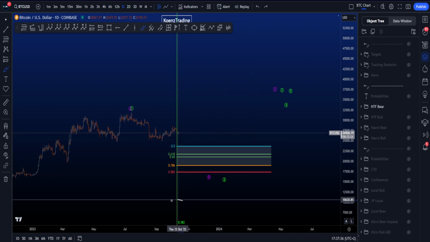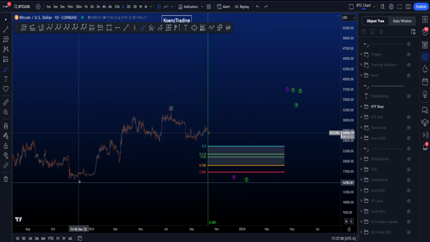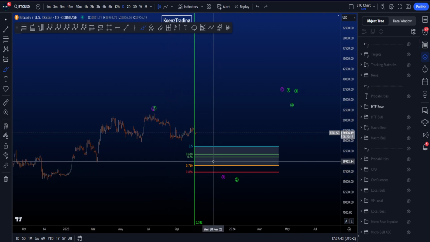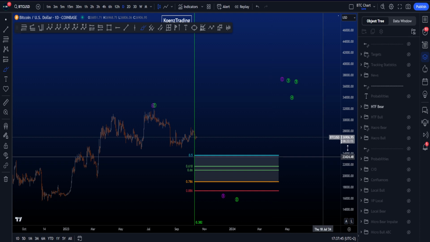As you can also see, price just crossed the 0.382 fib, taken from the low to the high of A or the high of 1, which is exactly also what you like to see here more locally.